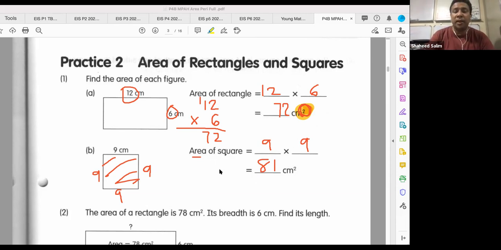So, Neris, I hope you get it. So, Neris, to find the area is length times breadth. Or down here, because the length and breadth is the same, it is 9 times 9. Don't take 9 times 4. 9 times 4, you're finding the perimeter. This one don't take 12 plus 6 plus 12 plus 6. That's perimeter. Perimeter is on the outside.